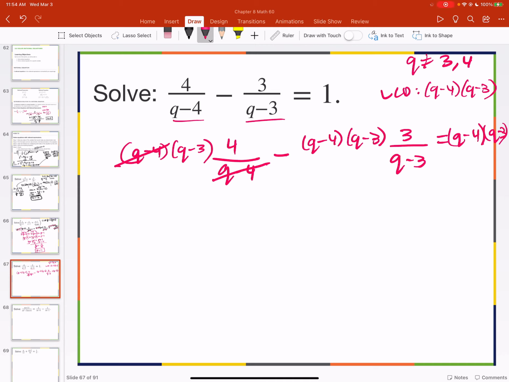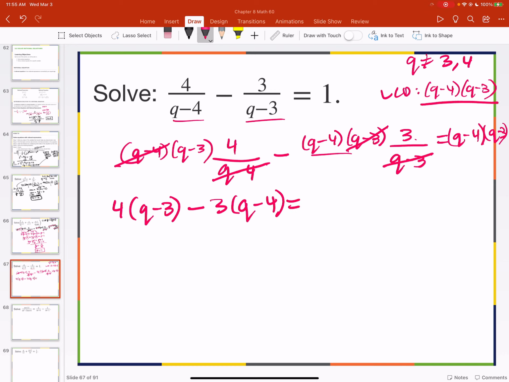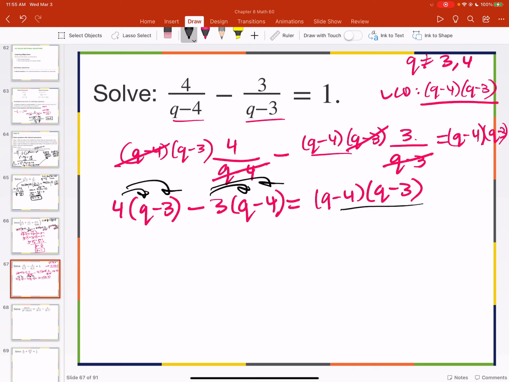So these will cancel here. We get 4 times Q minus 3 for the first term, and then minus, the Q minus 3's cancel, and you're left with 3 times Q minus 4, equals Q minus 3, Q minus 4. Okay, so now we need to multiply everything out, right? Nice and easy. So 4Q minus 12 minus 3Q plus 12 is equal to Q squared minus 7Q plus 12.